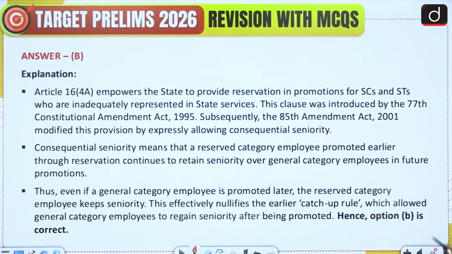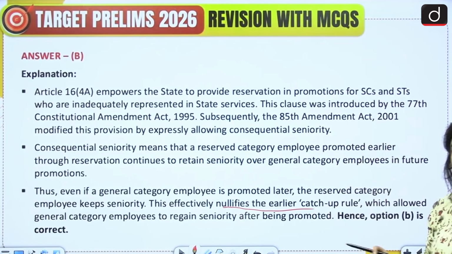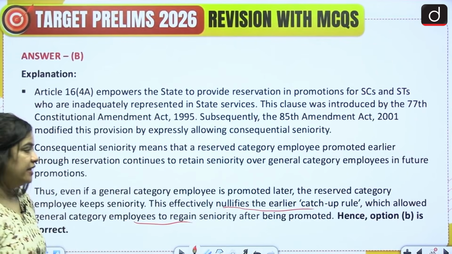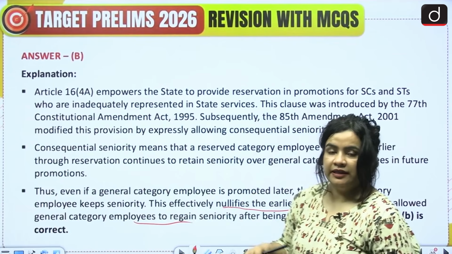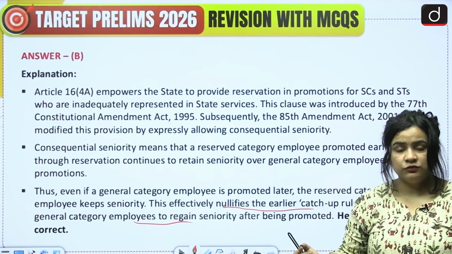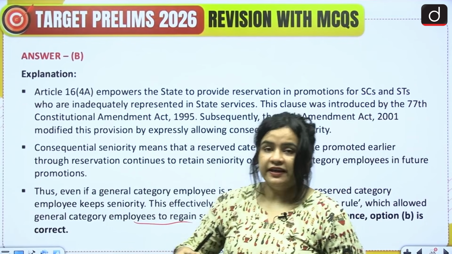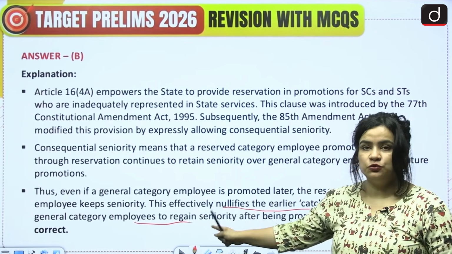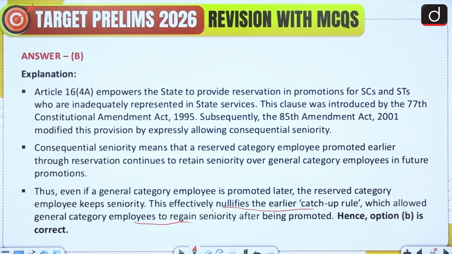Now there is of course the detailed explanation, and here it mentions that this effectively nullifies the earlier catch-up rule which allowed general category employees to regain seniority after being promoted. So then they would be back to the start. Even if the reserved category candidate was promoted earlier and the general category candidate was promoted later, the general candidate would still be considered senior. Now that rule was the catch-up rule, and this has been done away with effectively by the consequential seniority rule.